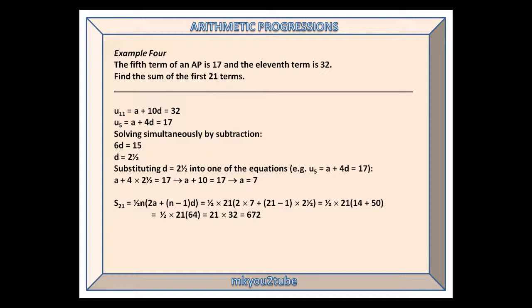Substituting our value of d into one of the equations, such as a plus 4d is 17, we get a equals 7. So S21 is half of 21 multiplied by (2 times 7 plus (21 minus 1) lots of 2.5), or half of 21 multiplied by (14 plus 50). To find half of 21 times 64, you could halve the 64 and times 21 by 32, which gives us a final answer of 672.